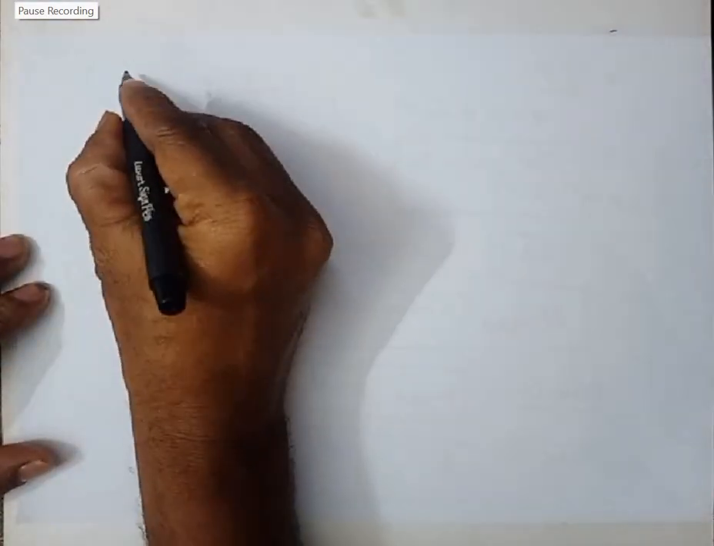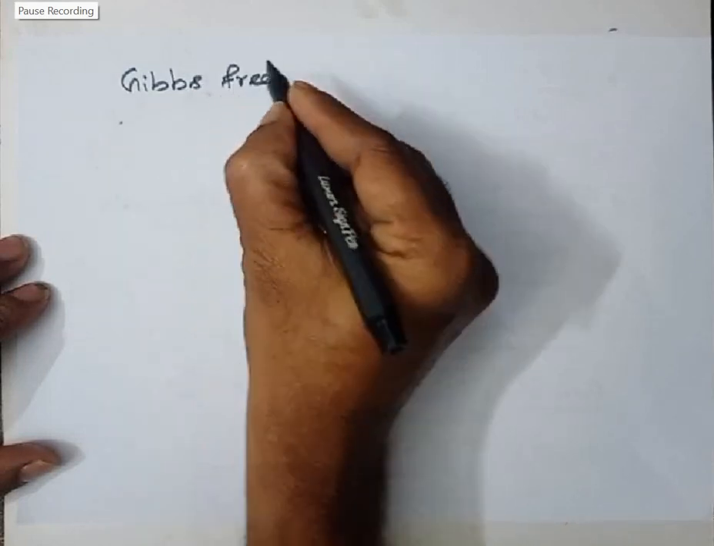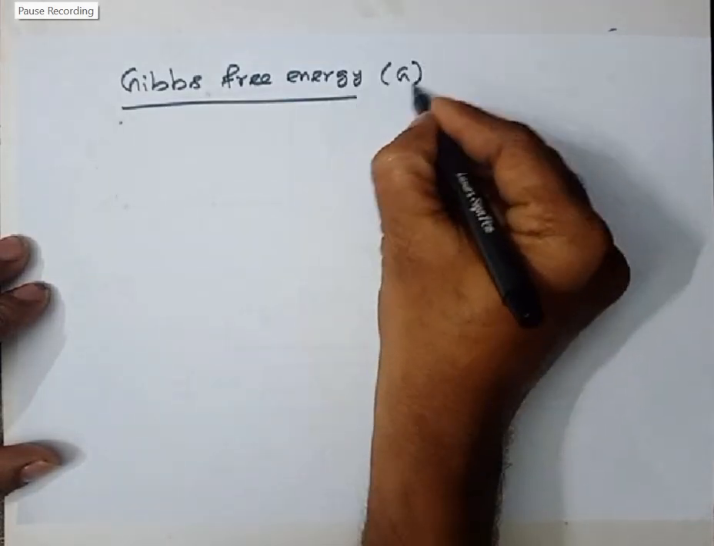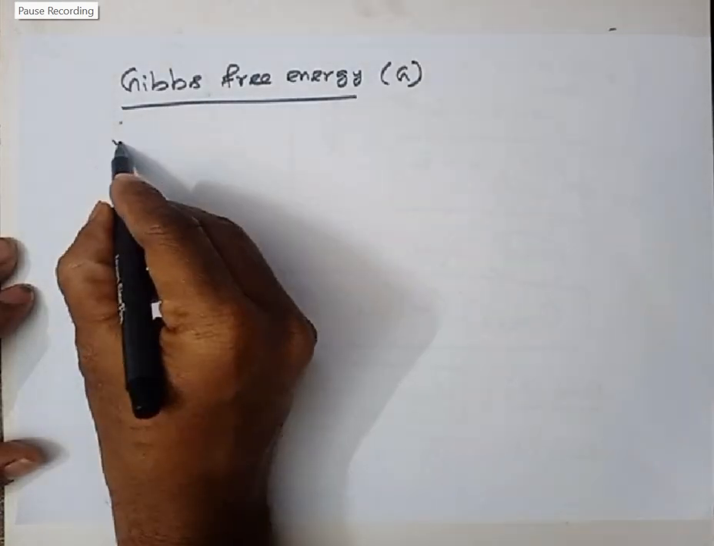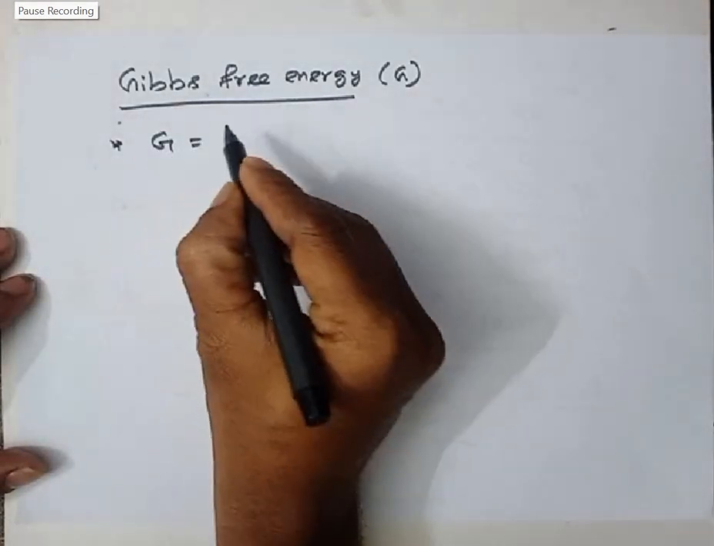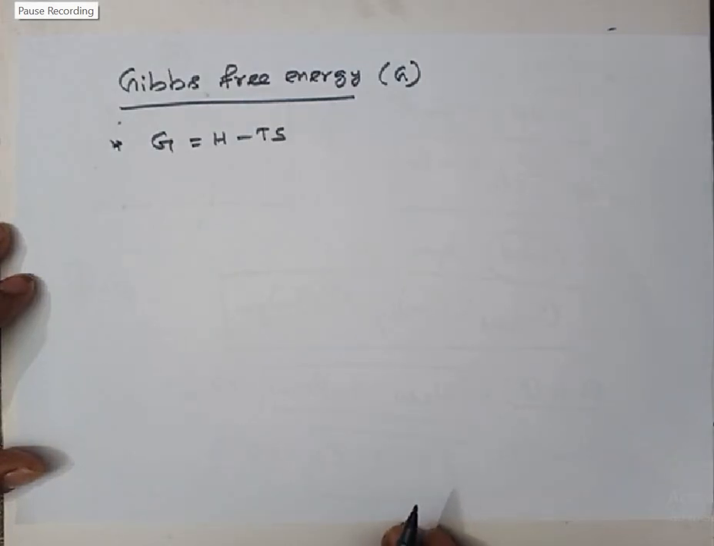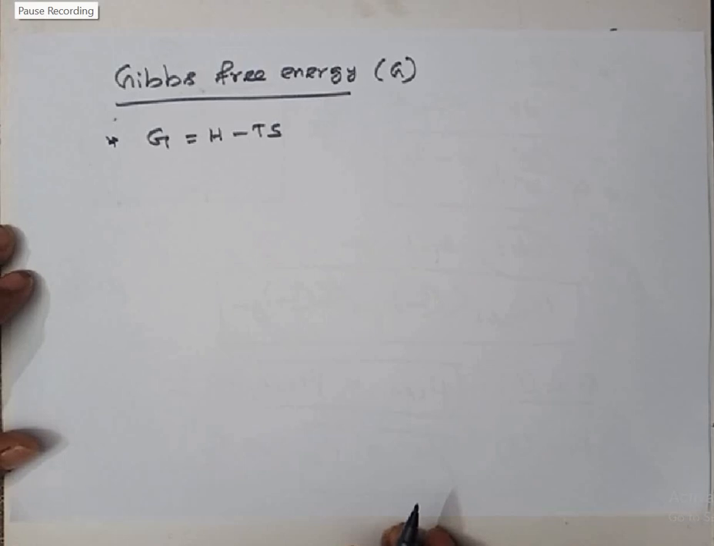So Gibbs free energy, which is denoted by the symbol G. By definition, Gibbs free energy is equal to H minus TS. This is the definition of Gibbs free energy: G is equal to H minus TS.